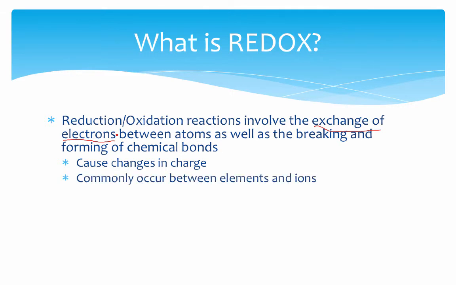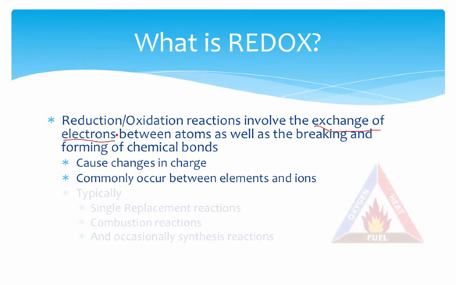These commonly occur between elements and ions. The elements will gain or lose electrons, and they will give them to the ions, and then typically what was your element, which has a charge of 0, becomes the ion. What was your ion, which had a charge, typically turns back into an element.